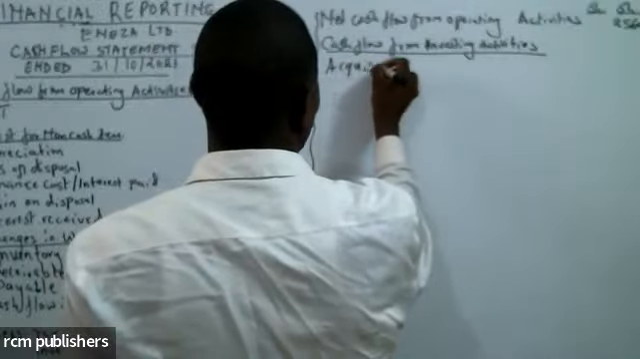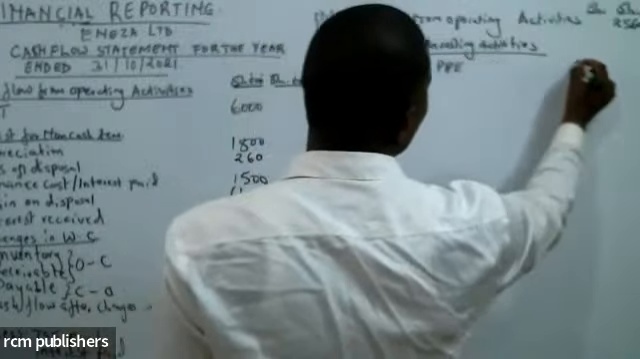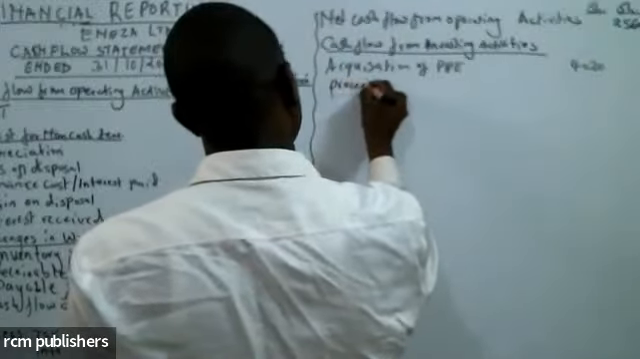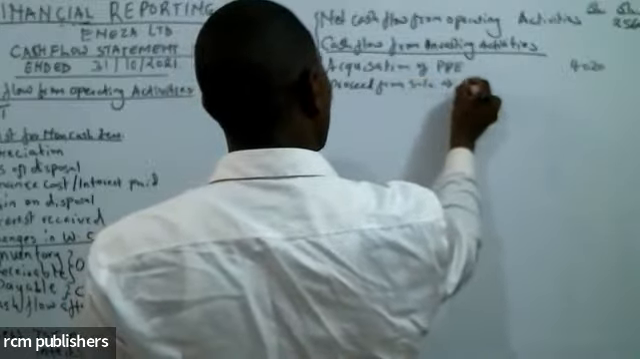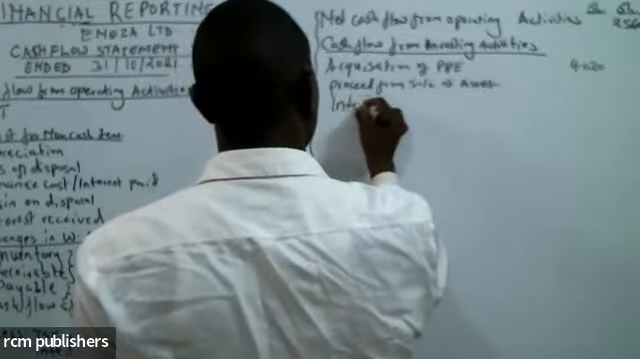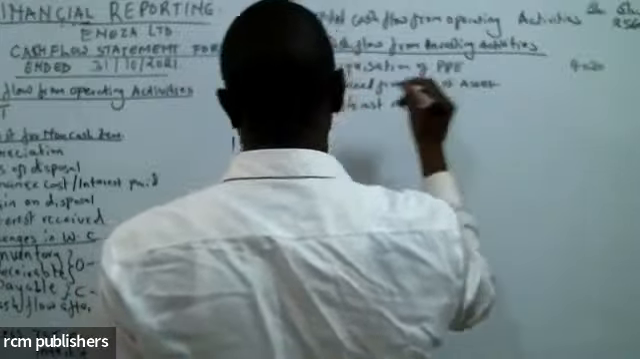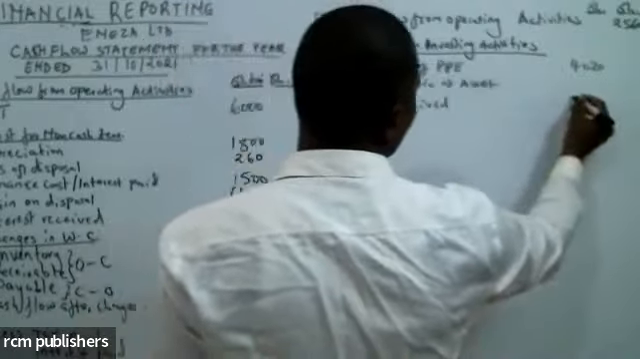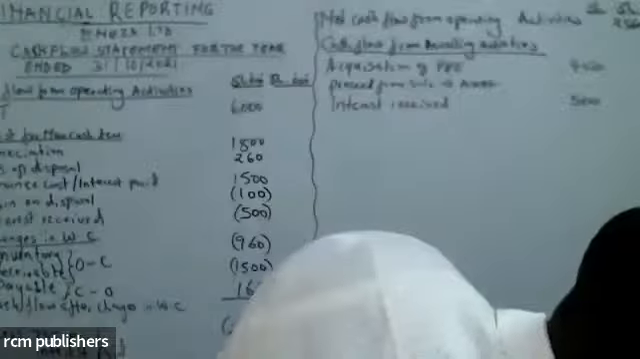Acquisition of PPE of 4020. Proceed from sale of asset. Ilikuwa ngapi? Then we had interest received. This is very good. We received interest of how much? Interest received 500. Proceed from sale of asset ilikuwa ngapi class?